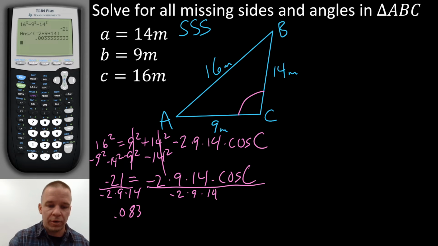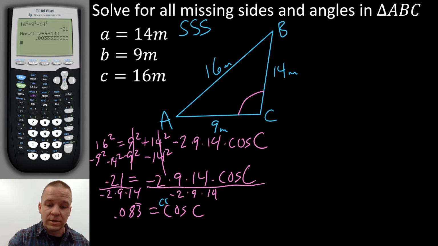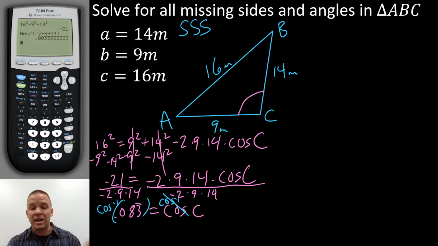0.0833. Well, we'll just do 13 with the repeating sign over it. That equals cosine of C. How am I going to get my angle C then? Well, we know that we need to use inverse cosine to cancel out that cosine. And whatever I do to one side, I've got to do to the other. So I'll go ahead and type that into my calculator.